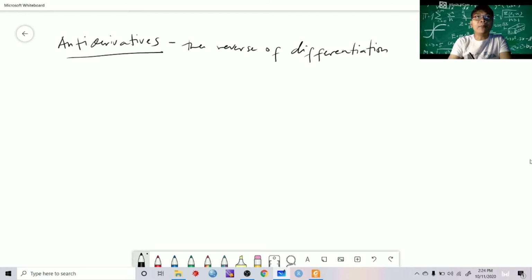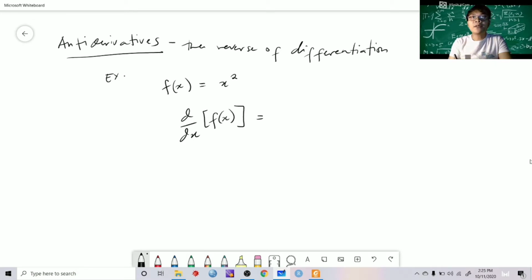So for example, suppose we have a function, namely x squared, and if we take the derivative of f of x with respect to x, we will get 2x.